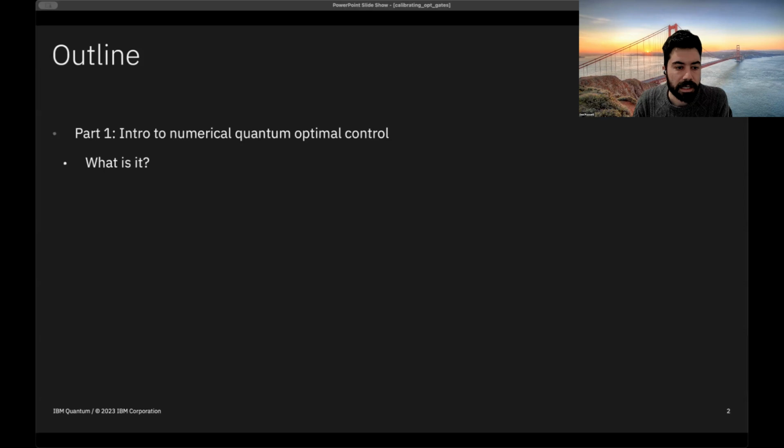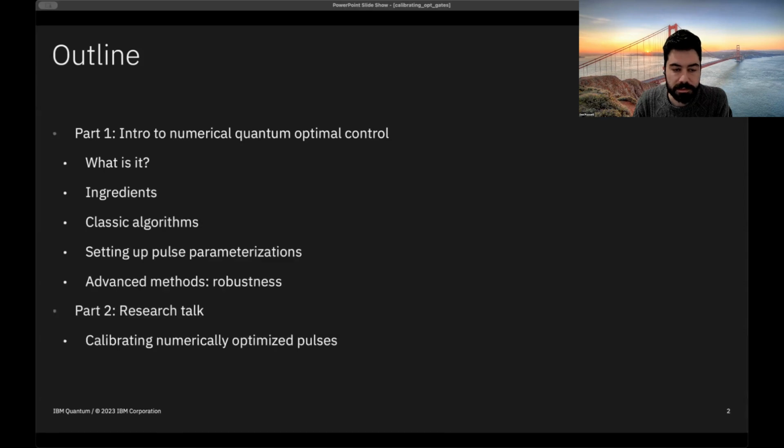Okay, so I have this talk broken into two pieces. The first one, since this is a lecture series, is what I would say to somebody just starting to get into the field: a quick summary, an intro to numerical quantum optimal control. I'll talk about what it is exactly, what the ingredients are, and some classic algorithms that you'll immediately see if you Google this. I'll talk about one technical thing, setting up pulse parameterizations, which I find is confusing to some people. I just wanted to say the type of thing that we do.